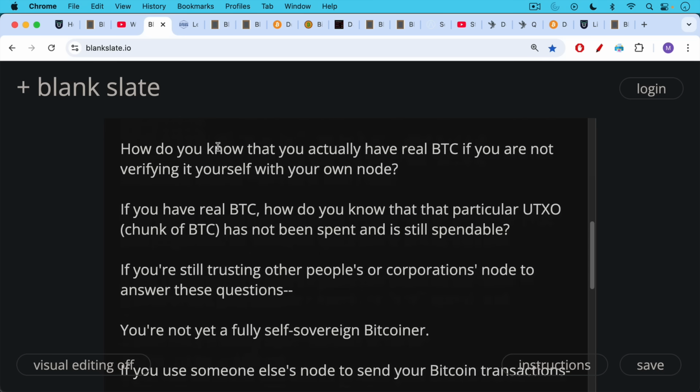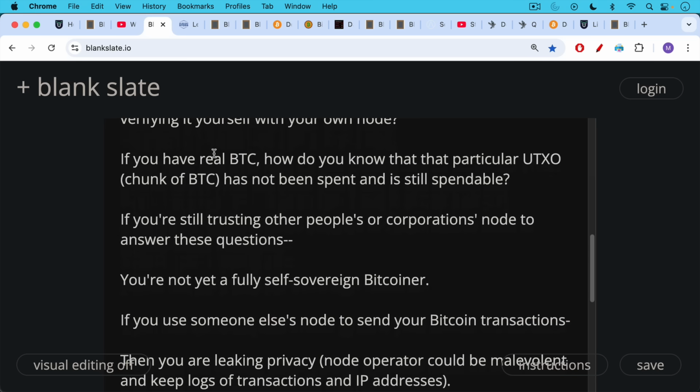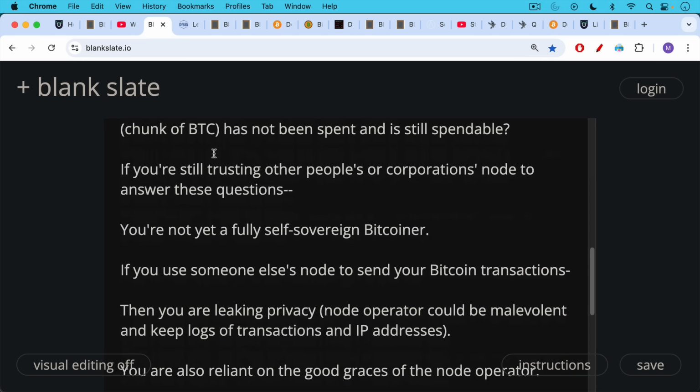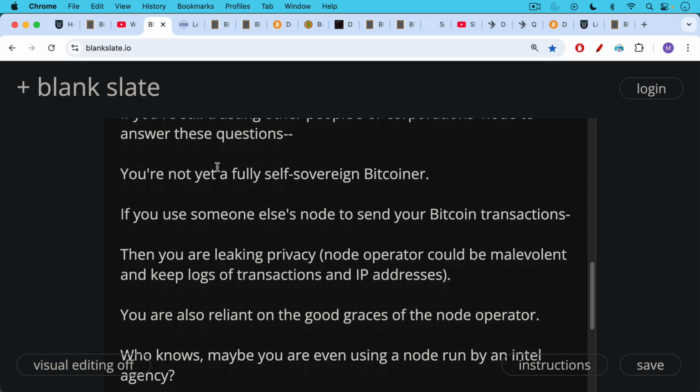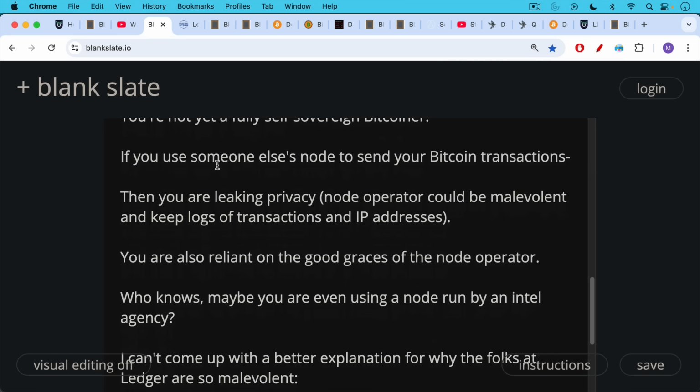If you're still trusting other people's or corporations' nodes to answer these questions, you're just not yet a fully self-sovereign Bitcoiner. And if you use someone else's node to send your Bitcoin transactions, then you're leaking privacy as well, because the node operator could be malevolent and keep logs of transactions and IP addresses and other related data. You're also relying on the good graces of the node operator to allow you to continue to use their node. Who knows, maybe you're even using the node of an intel agency.